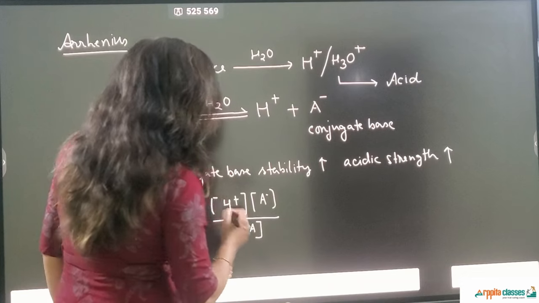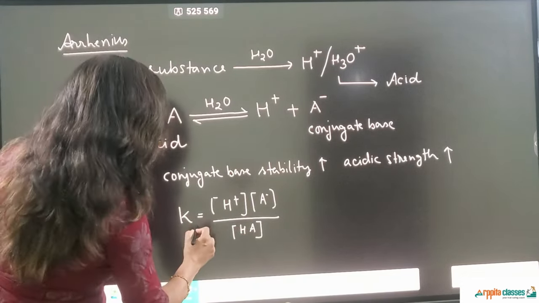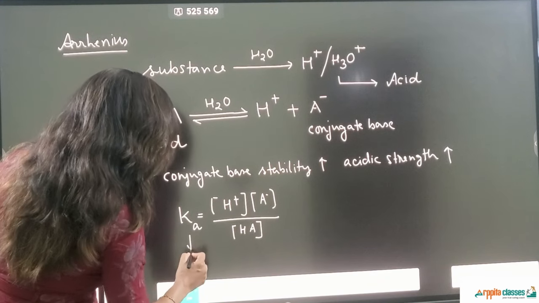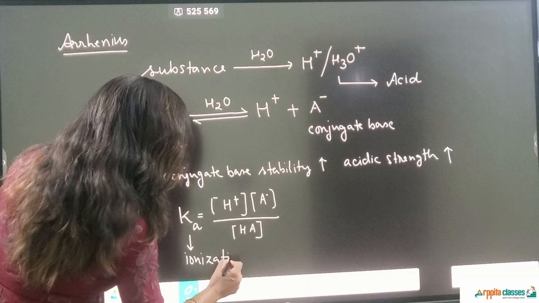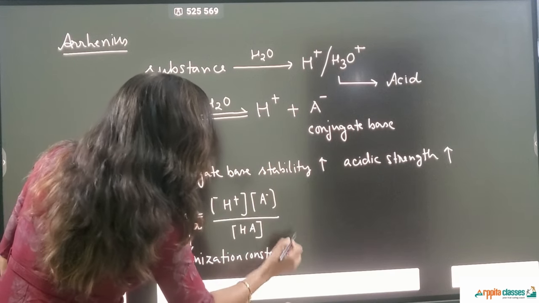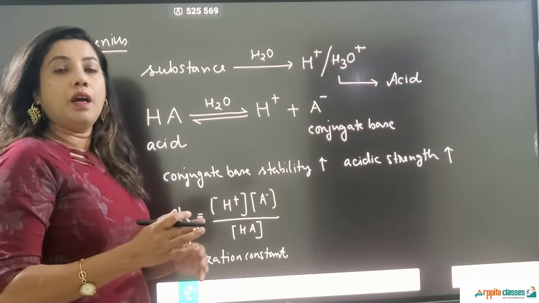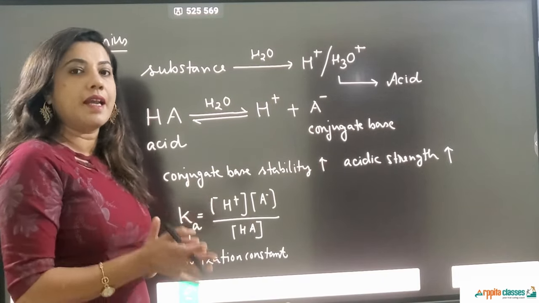Now since this equilibrium constant is for the ionization of an acid, we denote it by Ka and we call it the ionization constant of an acid. This is called the ionization constant. This particular equilibrium constant is only for an acid, since the process is ionization of an acid, so this equilibrium constant is called the ionization constant of an acid.